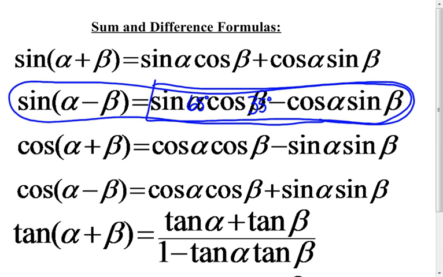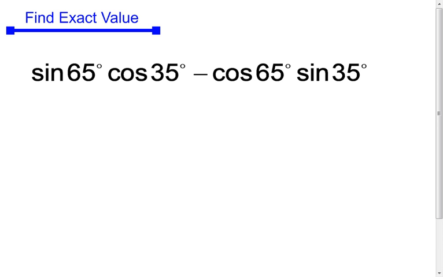You're going to go back and give me the left side in order to be able to simplify this, okay? So you're going to say that alpha is 65 and beta is 35. So this is the formula for sine at 65 minus 35. And of course we can simplify that. 65 minus 35 would be 30.